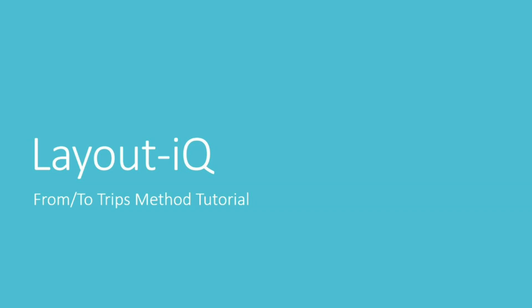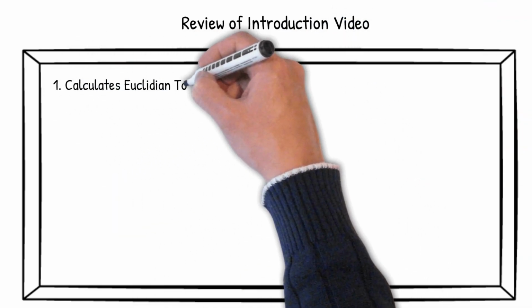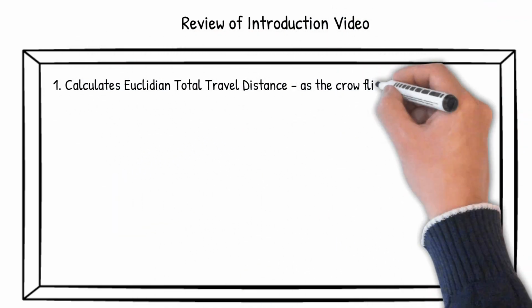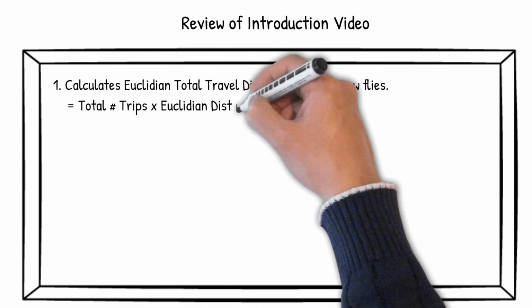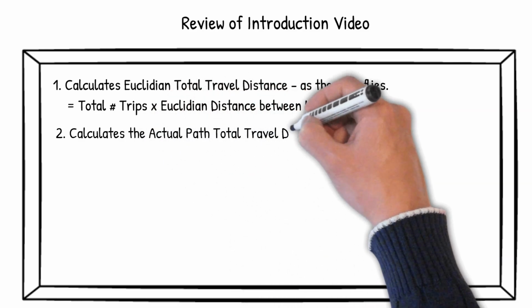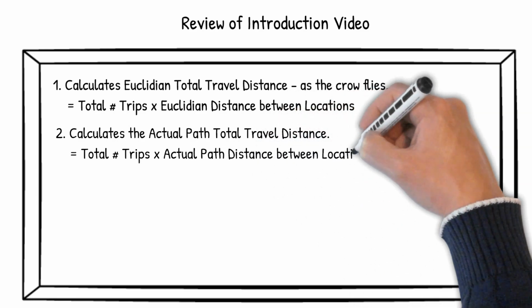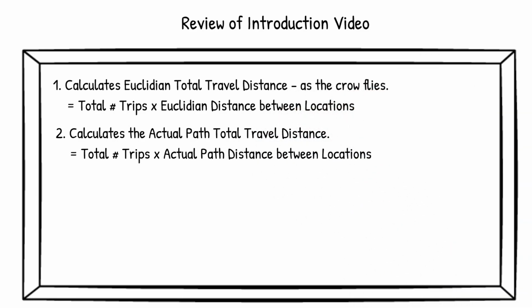at installation. In the introduction video we learned that the software calculates total travel distance in both Euclidean and actual path by multiplying the number of trips between two locations by the distance between the locations in both Euclidean and actual path. Euclidean is the Greek philosopher that hypothesizes that the shortest distance between two locations is a straight line. Therefore the Euclidean travel distance is as the crow flies, whereas actual path travel distance represents the path that products and resources actually take to get from location A to location B.